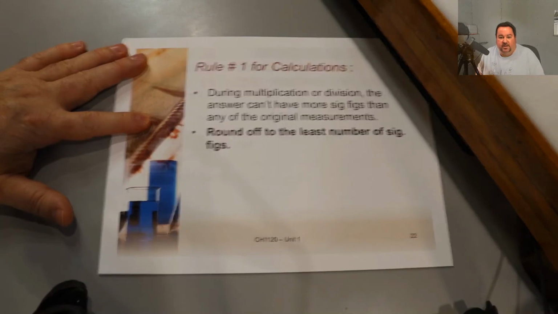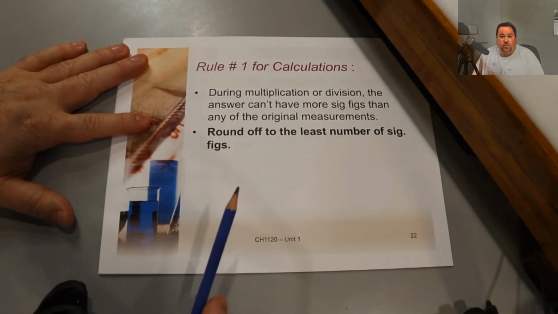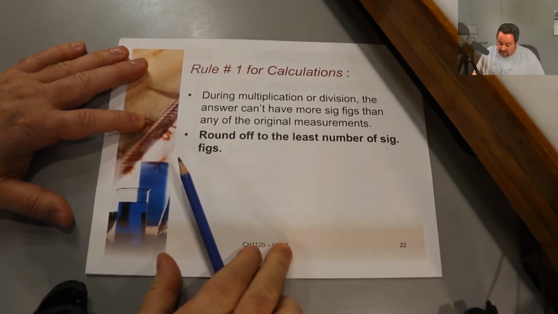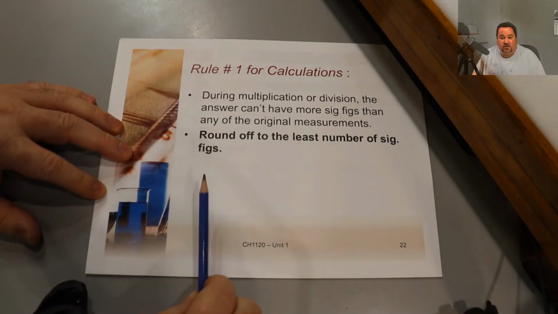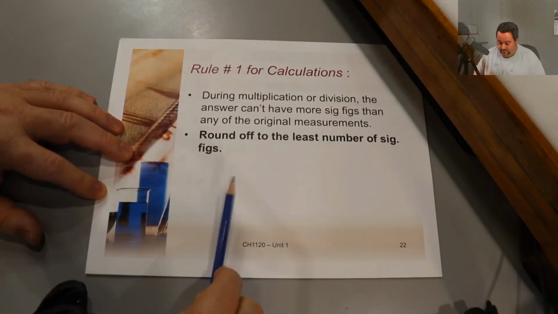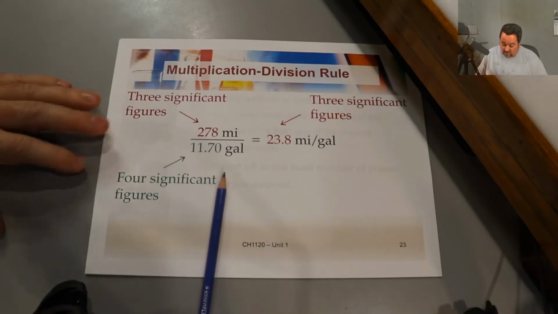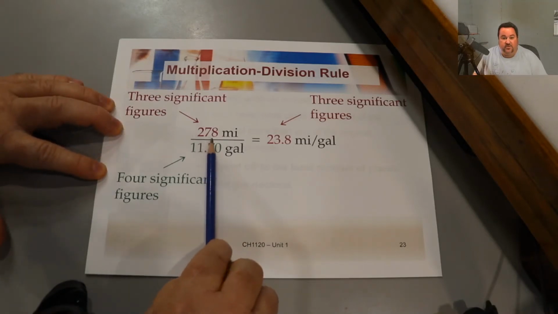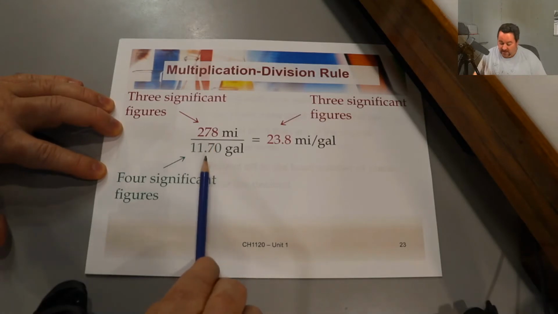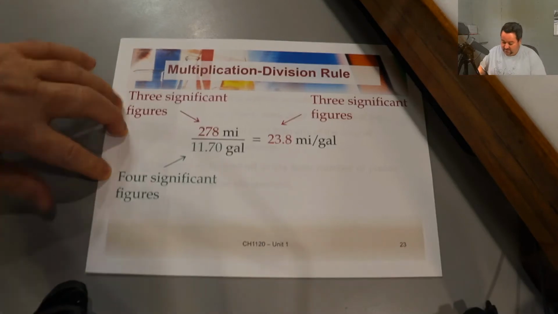When we do calculations, there are 3 rules that we have to pay attention to. There's a rule for multiplication and division, and that rule says that when doing multiplication and division, we round off to the least number of significant figures in the calculation. Here's an example of the multiplication division rule. The numerator has 3 significant figures, the denominator has 4, so our answer is rounded to 3 significant figures.